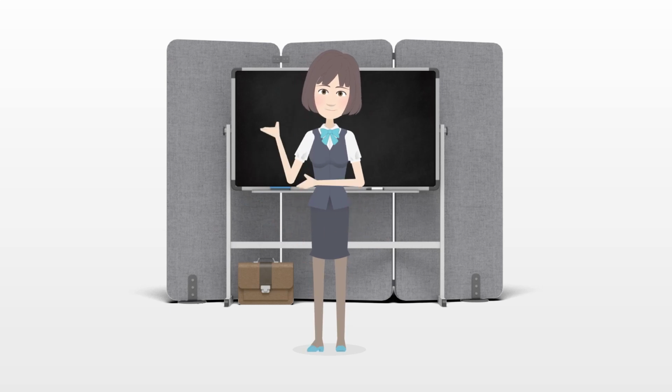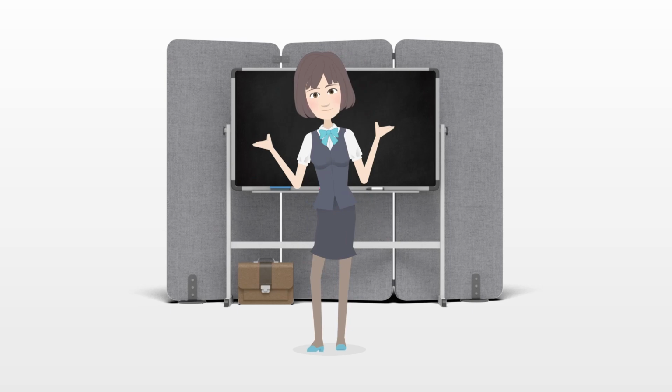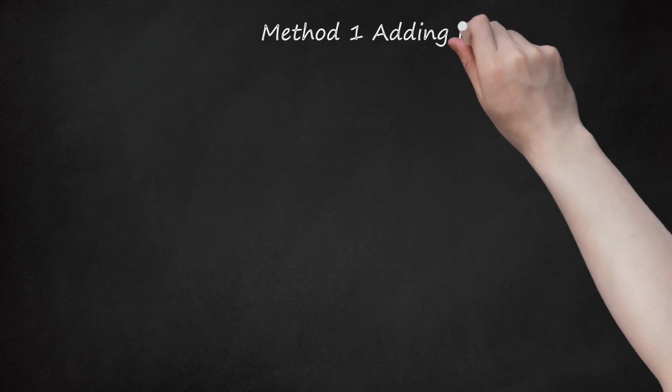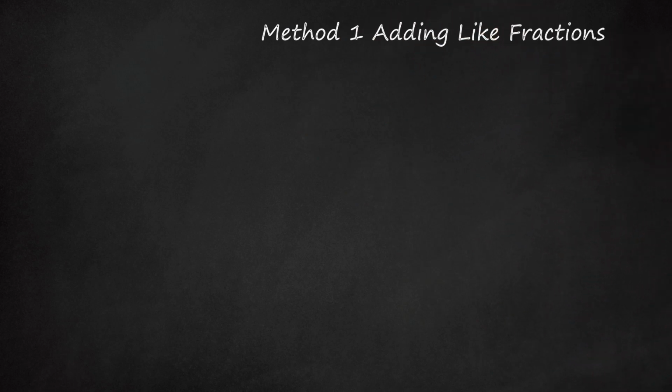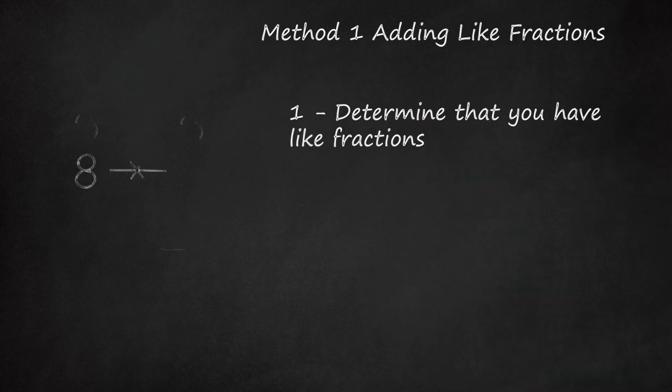Since like fractions have a common denominator, to add and subtract them, you only need to work with the numerator. Method 1. Adding like fractions. 1. Determine that you have like fractions. Like fractions are fractions that have the same denominator.